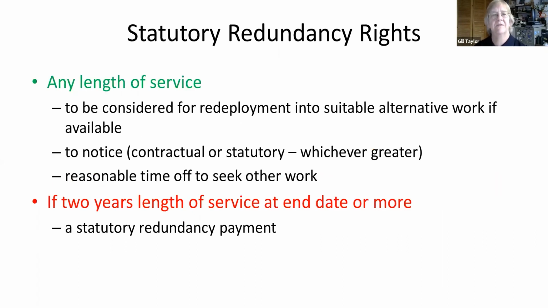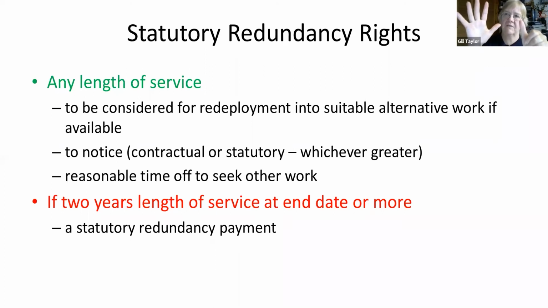Okay, so statutory redundancy rights. For anybody at risk with any length of service, they have to be considered for redeployment into suitable alternative work, and that includes people on fixed-term contracts. To notice, now the notice is contractual notice or statutory notice, whichever is greater. So contractual notice is what you get in your contract. Here's my contract, and it says I have 1 month notice. But I've been with you for 6 years at the end date. I've got 6 years completed length of service. That means statutory notice is 6 weeks, okay?